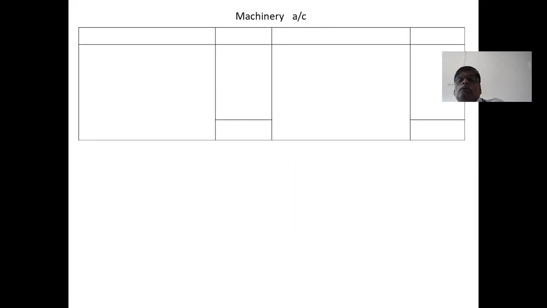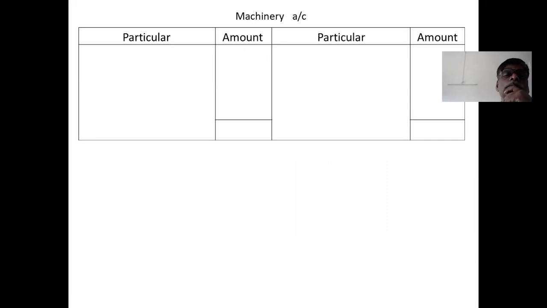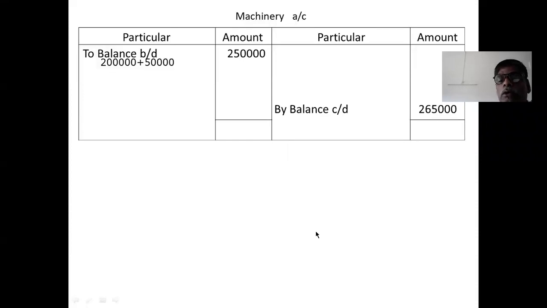Plant and machinery account. You see here, particulars, amount. To balance brought down 2,50,000. How is it 2,50,000? Two lakh is the opening balance plus 50,000 is the provision for tax given in the adjustment. Total is 2,50,000. Like this, you enter. Then you enter the closing balance. Closing balance is also 2 lakh, but I have taken 2,50,000. How is it 2,50,000?